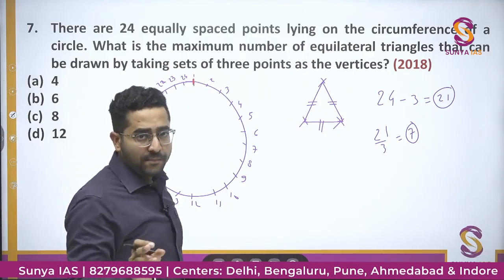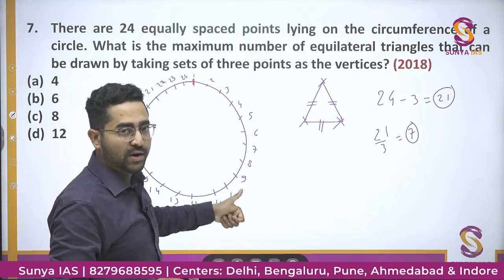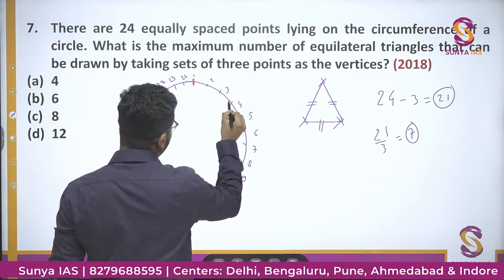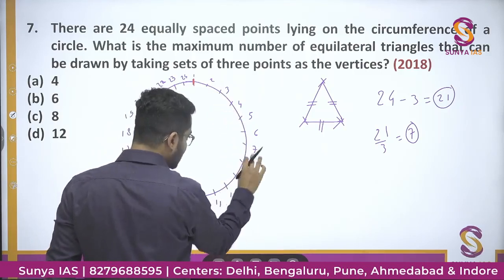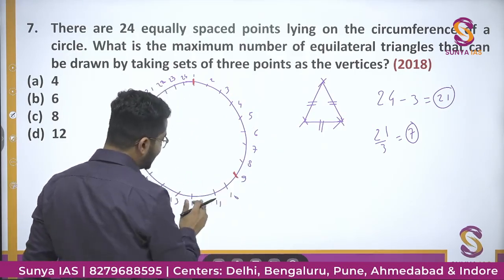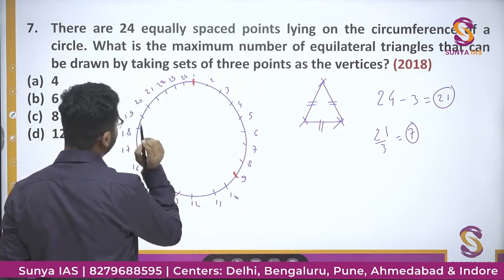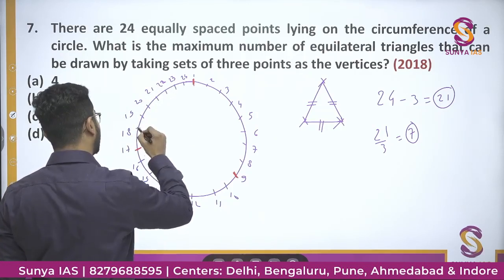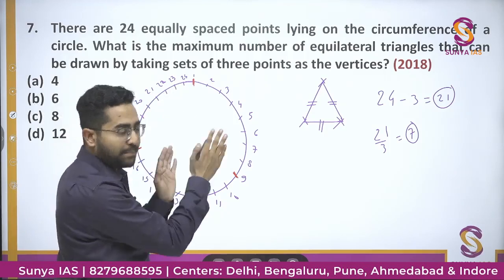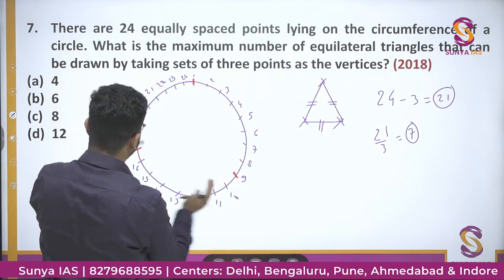Now I will leave 7 points between them, and then the next point, the 8th point, would be the next vertex. So 1, 2, 3, 4, 5, 6, 7, this point will be the next vertex. Then again 7, 1, 2, 3, 4, 5, 6, 7. Then this will again be the next vertex. That means the gap or the distance between these vertices is the same: 7 points, 7 points, 7 points.